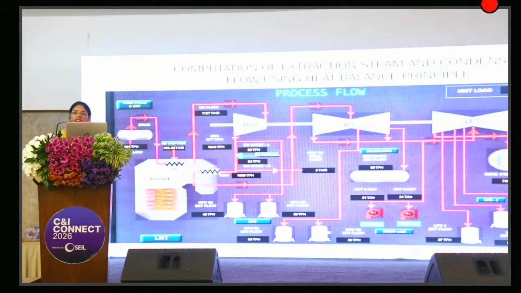Why? Because if the extraction steam flow is less, we will have to put more energy into the boiler to preheat the water coming into it. If the extraction steam flow is adequate, less energy will go into your boiler to convert the water into steam. So we measure this extraction steam flow using the heat balance principle, where heat lost by the extraction steam is equal to heat gained by the feed water. We know pressure and temperature, so we can calculate the enthalpy of the feed water, and the mass flow of the feed water we know. All we need to calculate is only the mass flow of the extraction steam.